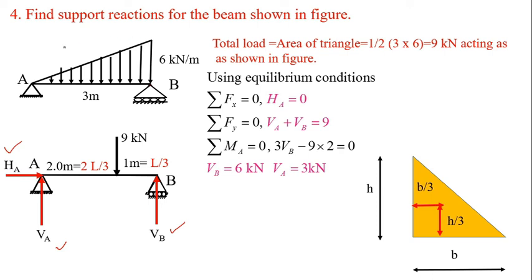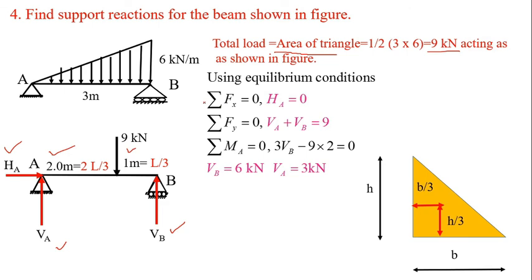Now the next job is to convert this UVL into an equivalent point load. The equivalent point load is equal to the area of the triangle, 1/2 into 3 into 6, 9 kilonewton. From the maximum intensity it will act at a distance of L by 3. L by 3 means 1 meter from B or 2 meters from A. So this is the given free body diagram.